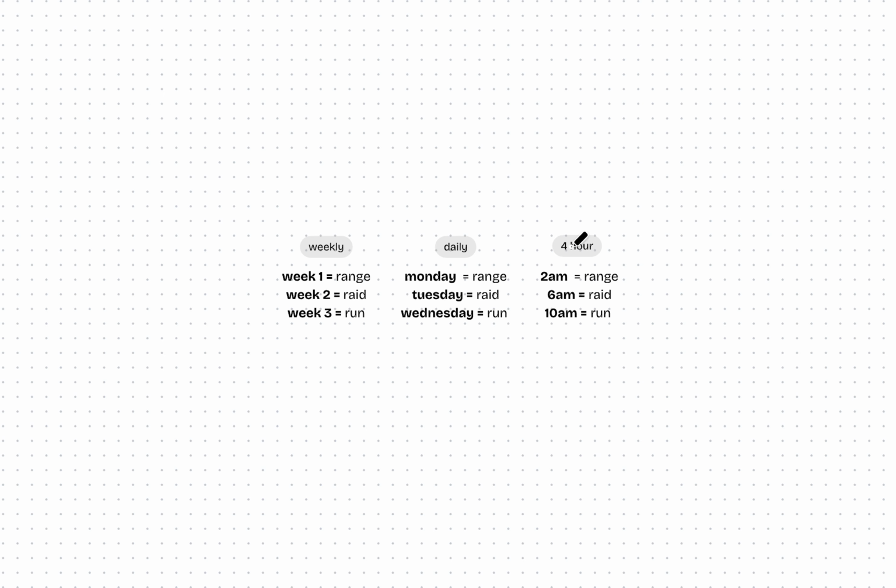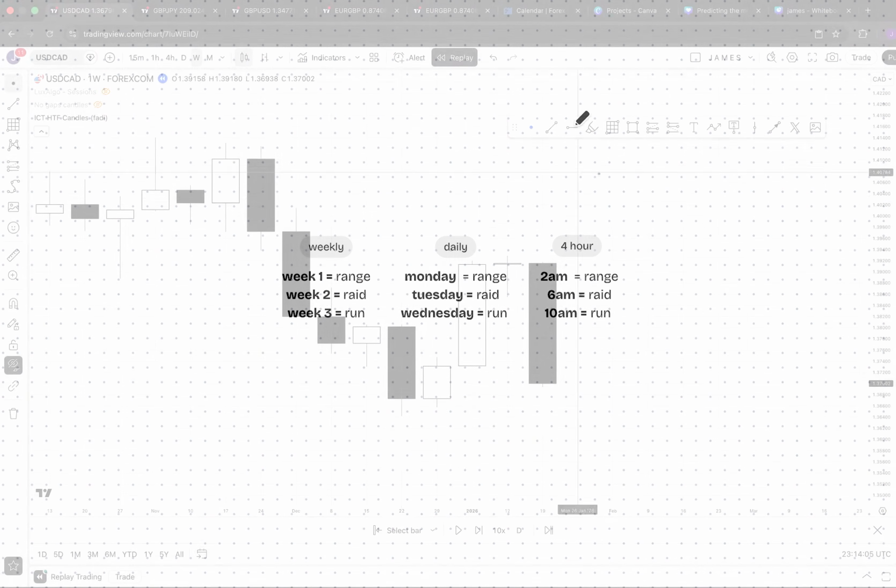4 hour, so the 4 hour time frame, 2 a.m. candle can give us the range, 6 a.m. can give us the manipulation, and then 10 a.m. can give us the distribution.